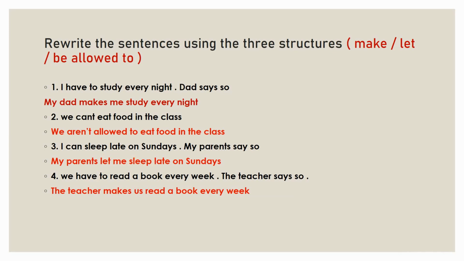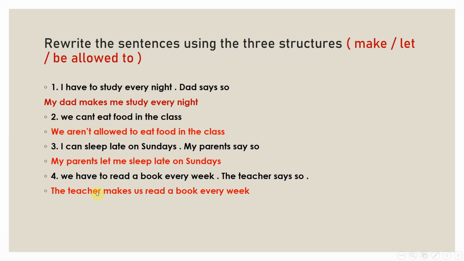In this sentence, we can also say, I am allowed to sleep late on Sundays. This means that it is permitted for me to sleep late on Sundays. So I am allowed because I have the permission, I have the possibility to do something, which is to sleep late on Sundays. So this sentence has two choices.